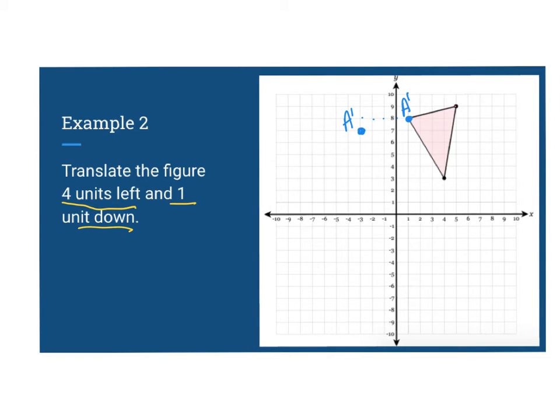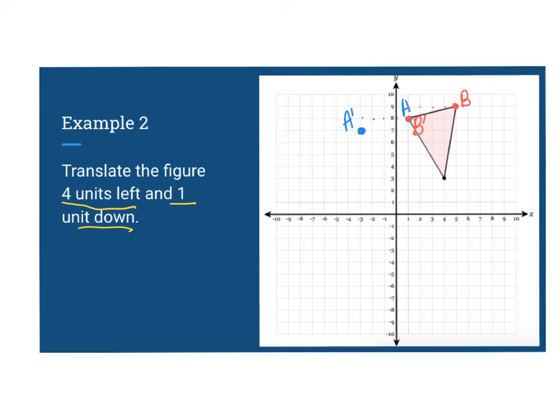Then let's take our next point. I'm going to call this one B. We're going to count 4 left, 1, 2, 3, 4, and 1 down. So it's going to be B prime. That one should have been A if I still called it A prime.